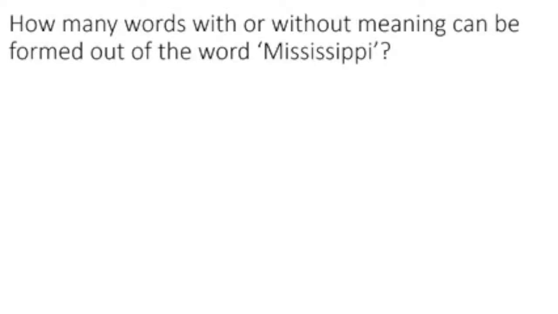Guys, up to now we have never seen this kind of problem, so we'll be discussing it now. In how many words, with or without meaning, can be formed out of the word Mississippi? Look here: how many letters are there and how many are unique? M has only one letter. I is repeated how many times? 4 times. S is repeated how many times? 4 times. P is repeated how many times? 2 times here. So, anything else we missed out? Check it.